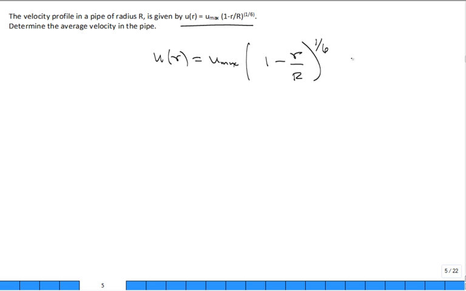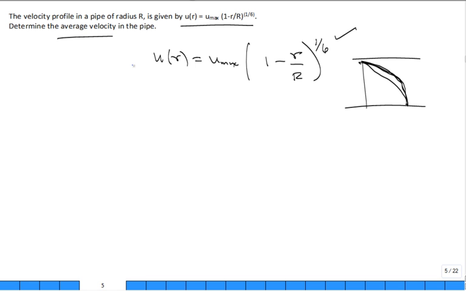If you plotted it, what would it look like? Let's compare it to a quadratic. It'd be a little flatter in the middle and then come down a little steeper at the edges. That's what this profile will give you. Somebody says determine the average velocity in the pipe for that profile.